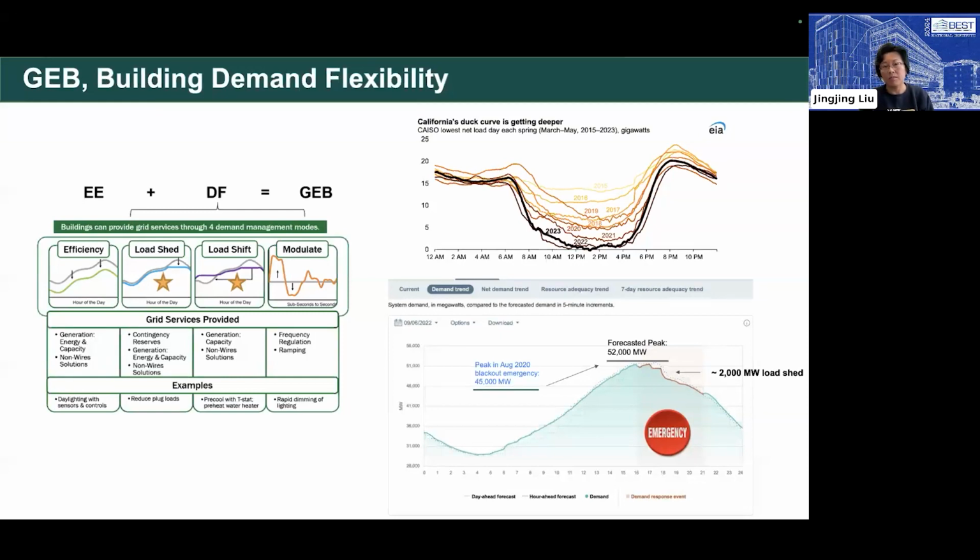And on the bottom, for those of you who live in California, you probably remember back in early September 2022, there was a grid emergency situation. We were on the brink of rolling blackouts, and we received a text message from the governor's office on cell phones to ask people to start shedding loads. So that was a load flexibility that ultimately saved the day.